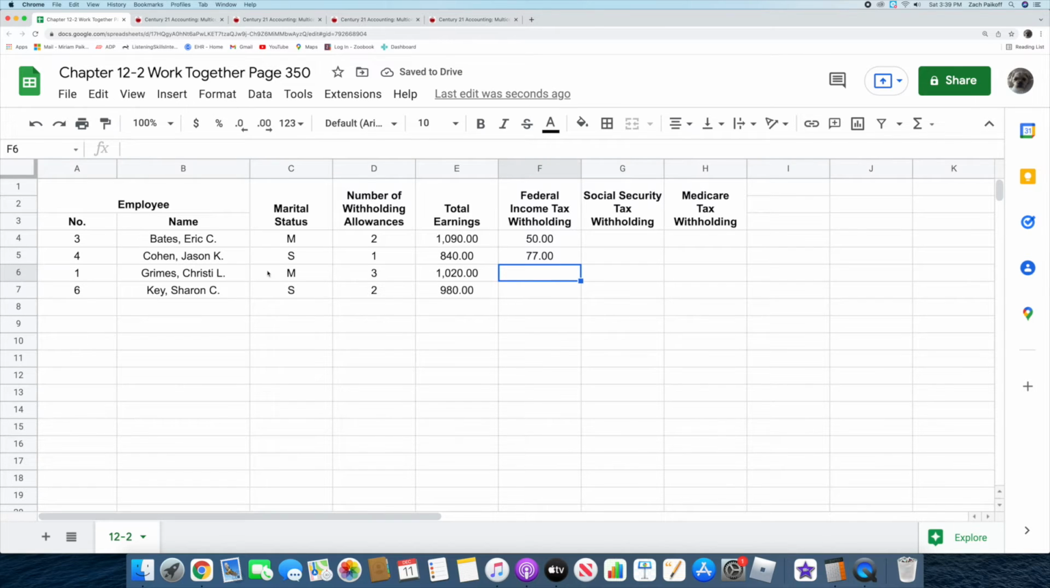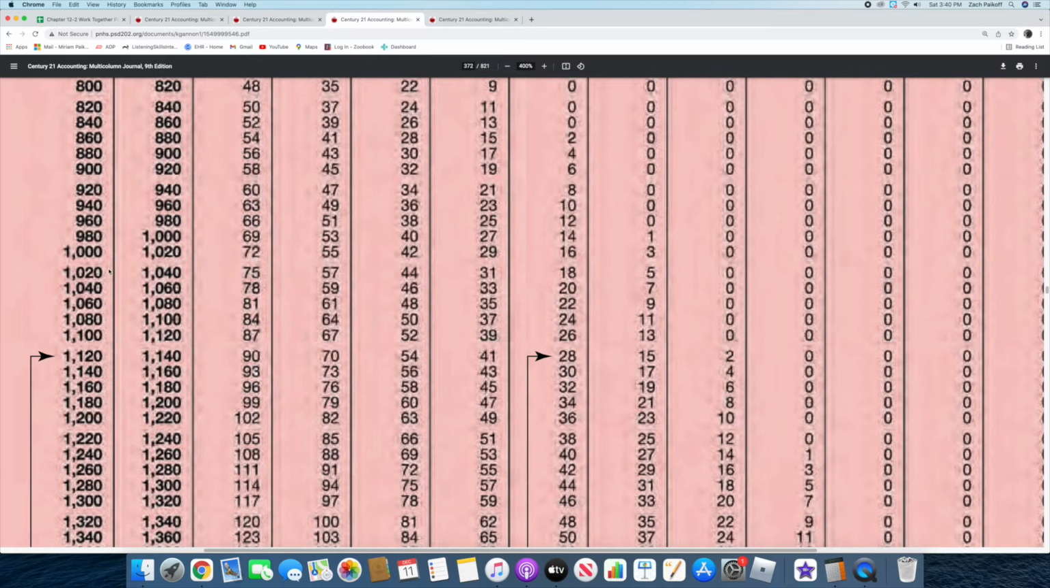After that, Christy Grimes's marital status is that she is married. She has 3 withholding allowances, and her total earnings are $1,020. So if we come back over again and take a look at the employee's income tax withholding table for married persons, as you can see, we have the total earnings, which are listed right here. And if we count over 0, 1, 2, 3, the amount of federal income tax that must be withheld from Christy Grimes's total earnings is $31.